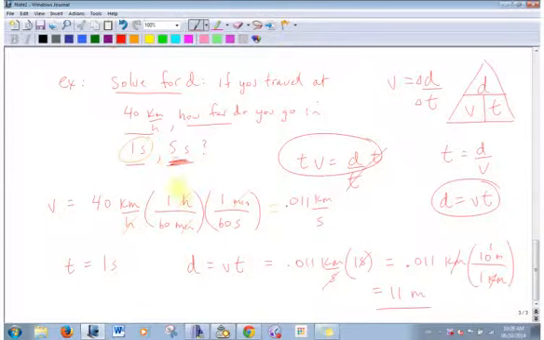Now once we have that, do I need to do all this again to get 5 seconds? Or do I just need to multiply that by 5? Yeah, that's what I would do. Okay, if that's 1 second, then if I multiply that by 5, I get 5 seconds, which is 55 meters.